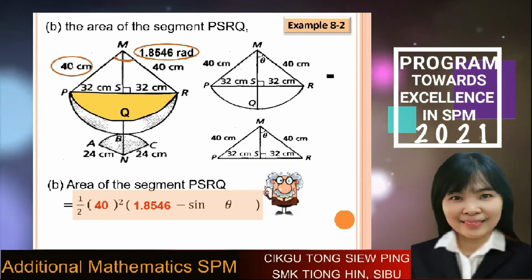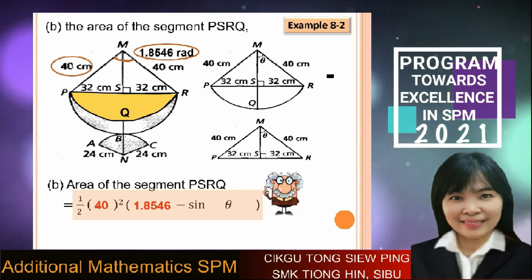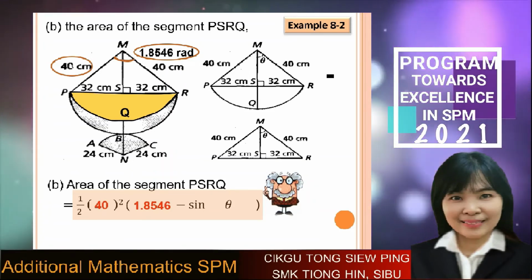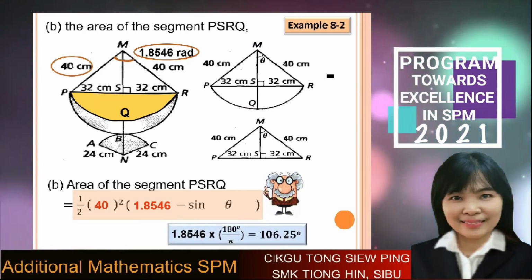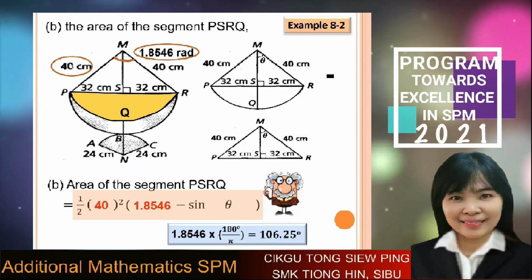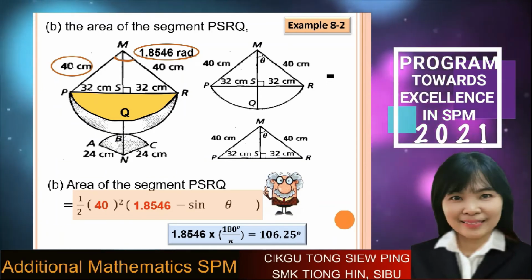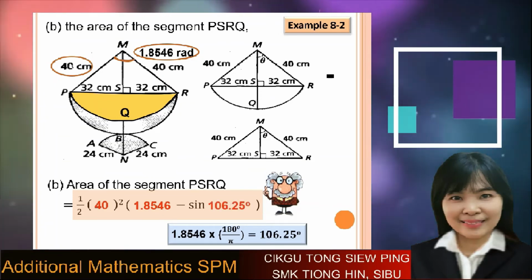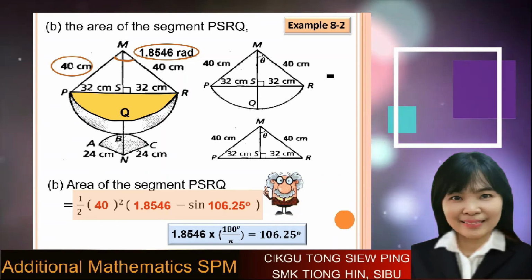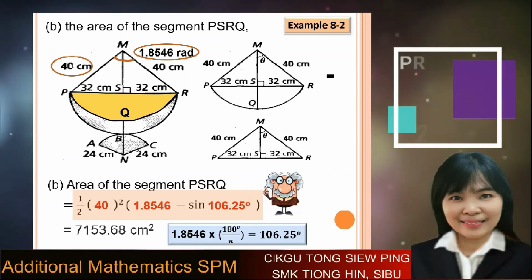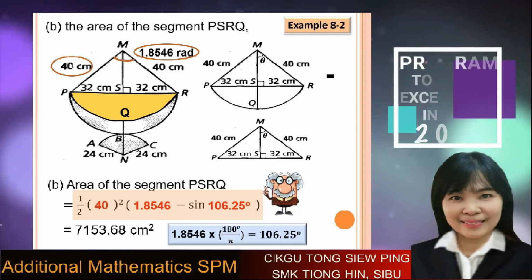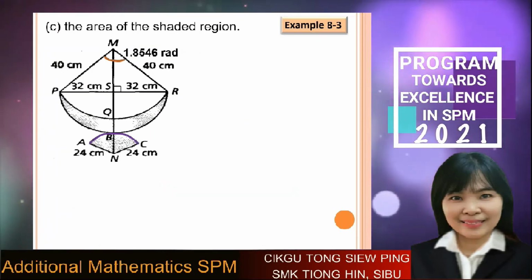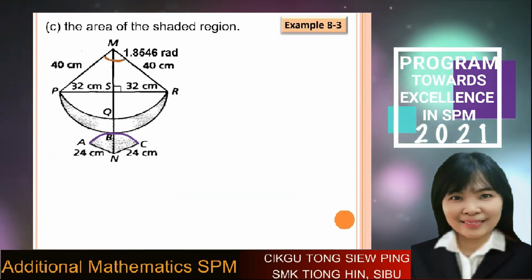As for this sine theta, don't forget that the units must be in degrees. Therefore, we need to convert the radian to degrees by multiplying it by 180 over pi. And we get 106.25 degrees. We substitute in the value here, then solve by using the calculator. You get the final answer, which is equal to 7,153.68 cm squared.